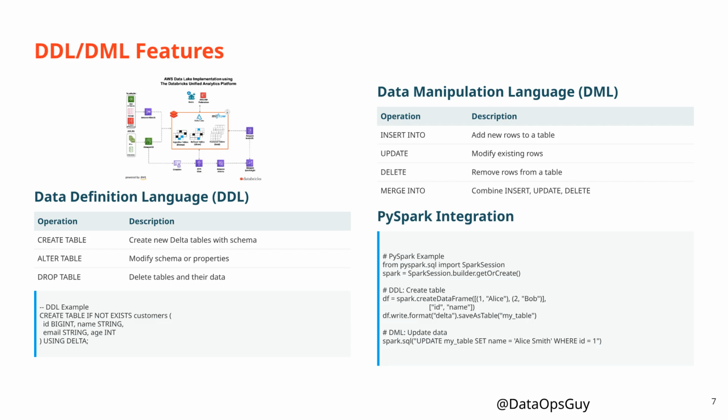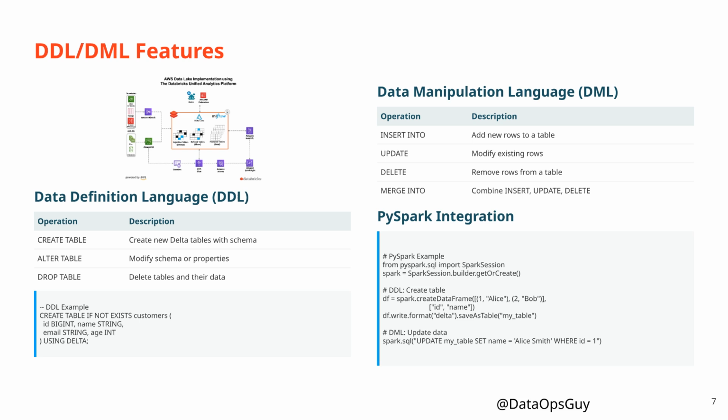DML operations include insert into for adding new rows to tables, update for modifying existing rows with transactional consistency, delete for removing rows from tables, and merge into, which combines insert, update, and delete operations into a single atomic transaction, commonly used for upserting data.